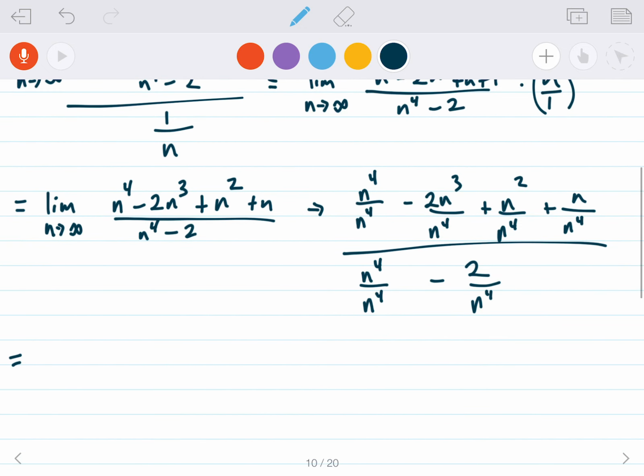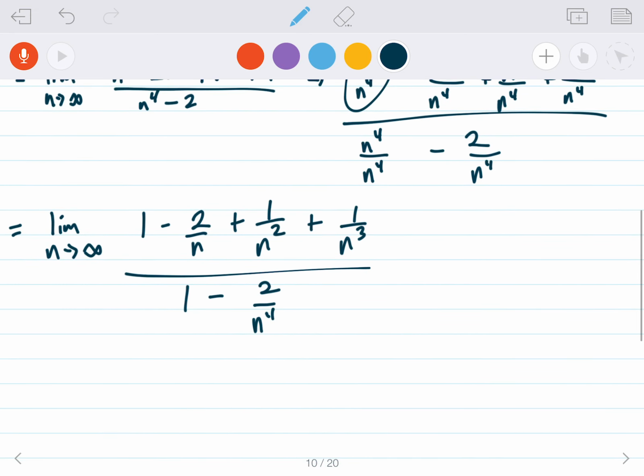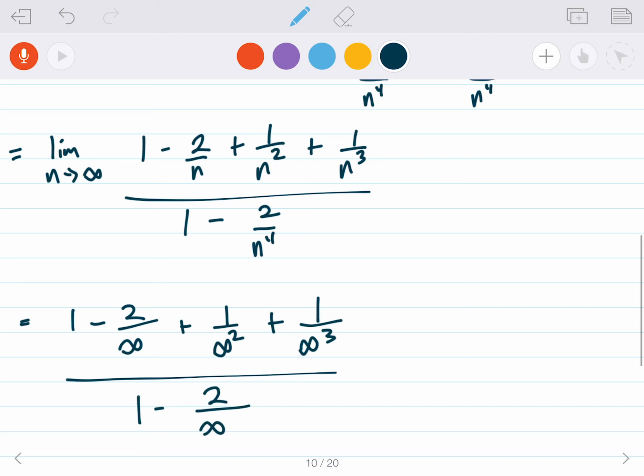So we can clean this up. So we have the limit as n goes to infinity. This guy goes to 1. So we have 1 minus 2 over n plus 1 over n squared plus 1 over n cubed all over 1 minus 2 over n to the 4. Now once we plug infinity in this thing, we have 1 minus 2 over infinity plus 1 over infinity squared plus 1 over infinity cubed over 1 minus 2 over infinity to the 4th. Now, we know from experience this goes to 0, this goes to 0, this goes to 0, this goes to 0. And so we're just left with 1 over 1, which is 1.